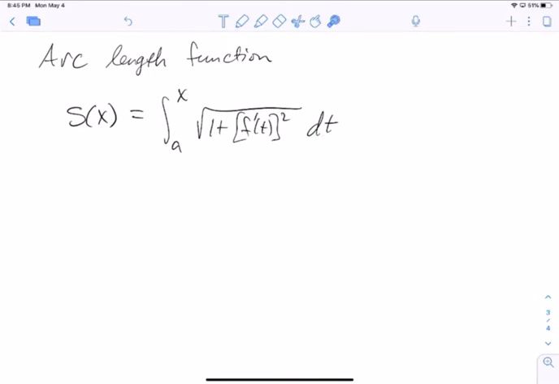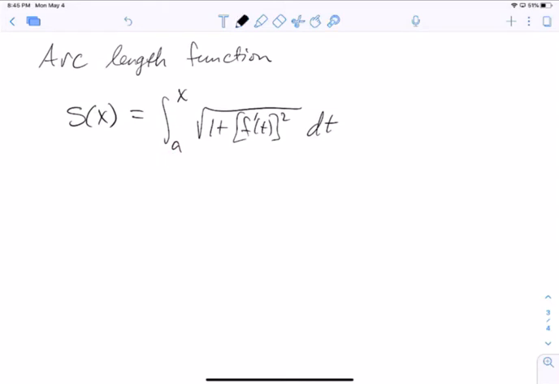The dt and the t in the expression for the integrand are really a dummy variable. The arc length function is a function of x, and we see that x is appearing as the upper limit of integration. The lower limit of integration is a constant.